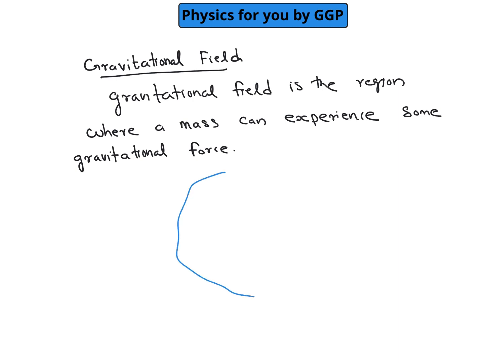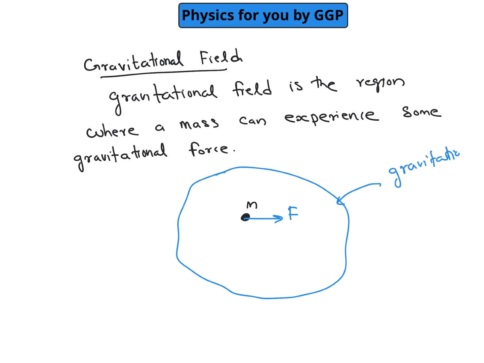It means that suppose we are considering a region and we are saying that over here gravitational field is acting. That means if you keep an object of mass m over here, and a gravitational field exists, then definitely this mass should experience some gravitational force. So if the mass is able to experience some gravitational force, we can say that in this region some gravitational field exists.